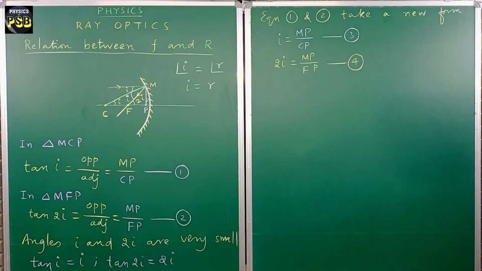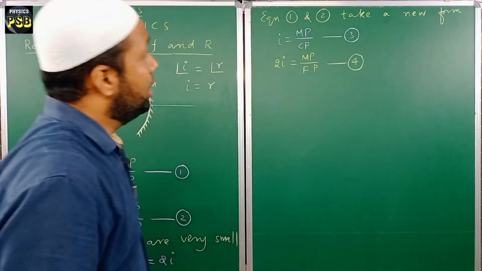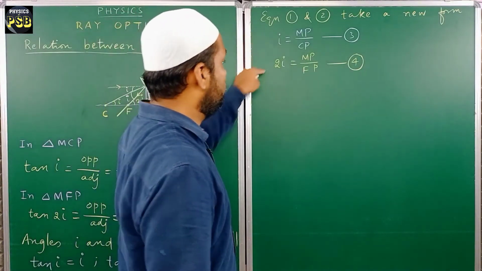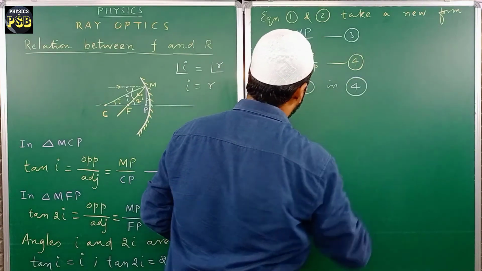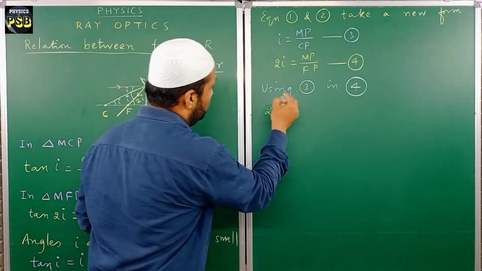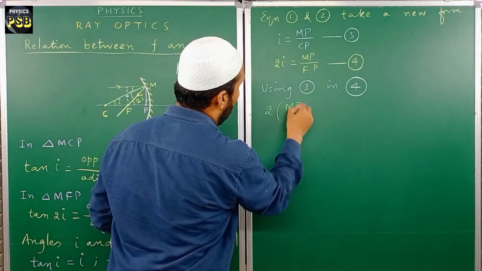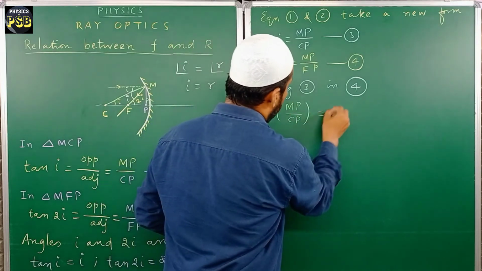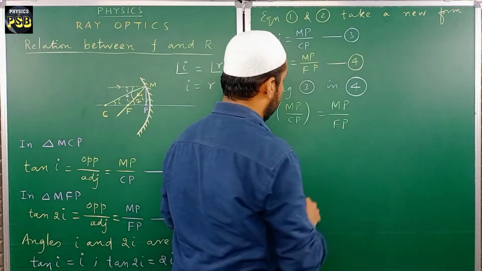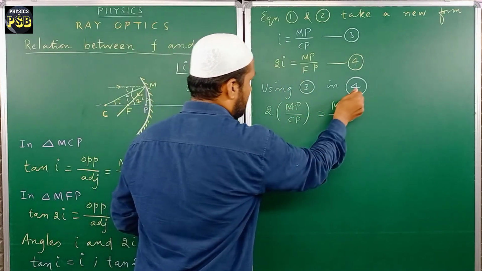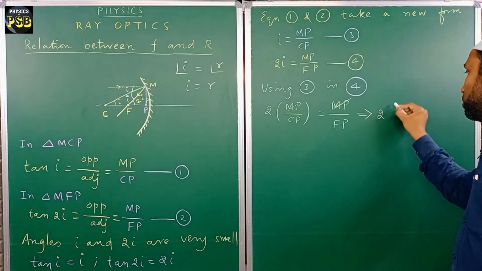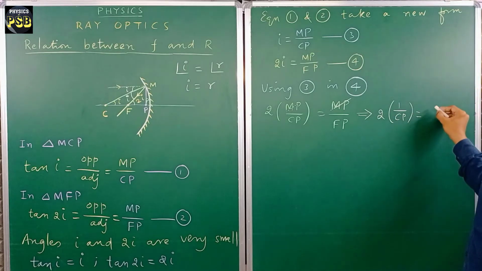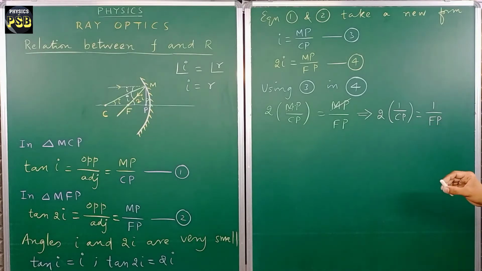Okay. Now I am going to use equation number 3 in 4. Using 3 in 4, what I am going to do? In the place of i, I'll write its value. That is MP upon CP equals MP upon FP. Here MP and MP get cancelled, and what we get is 2 times 1 upon CP equals 1 upon FP. This is equation number 5.